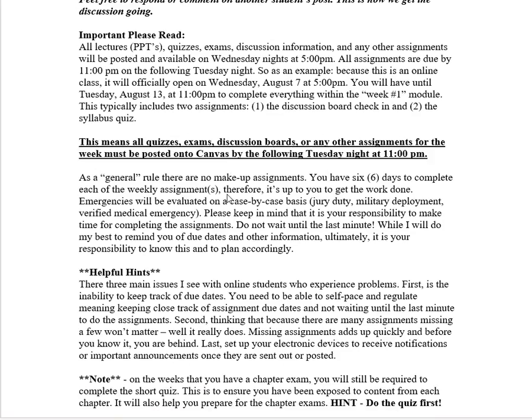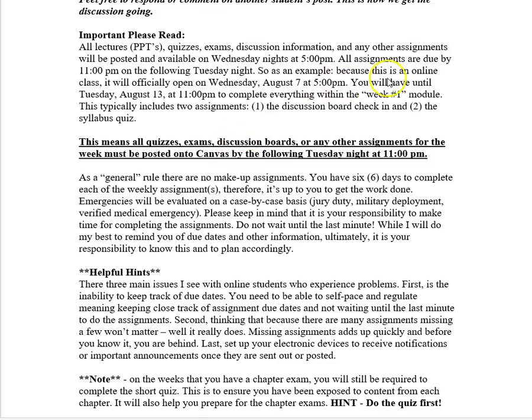So here's a couple of important factors and some helpful hints to be successful. All lectures, the PowerPoints, the quizzes, the exams, the discussion info, and every other assignment, except for the essay, is going to be posted and available on Wednesday nights. And all assignments are due by 11 p.m. on the following Tuesday night. So remember, we're going to make these weekly modules. We're going to name them by week, so it'll be week 1, week 2, and everything you need is in there, and it has to be done during that time frame.